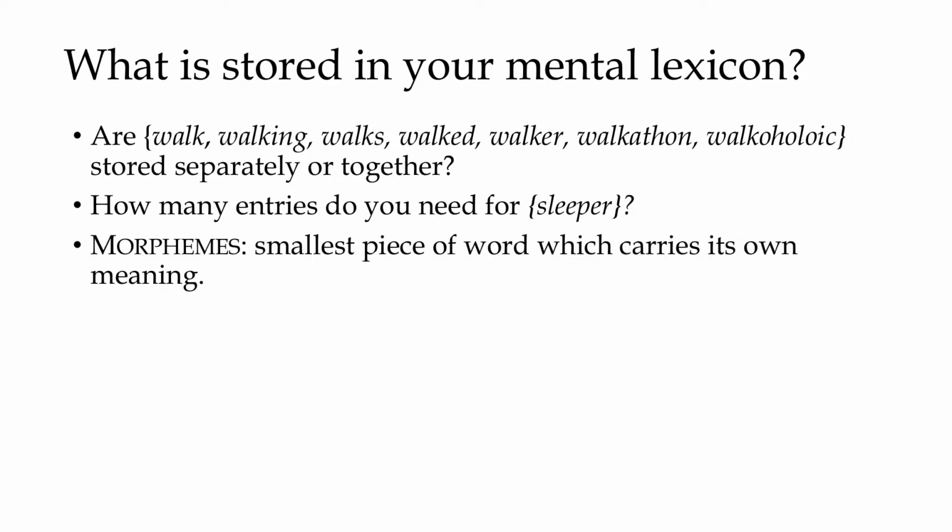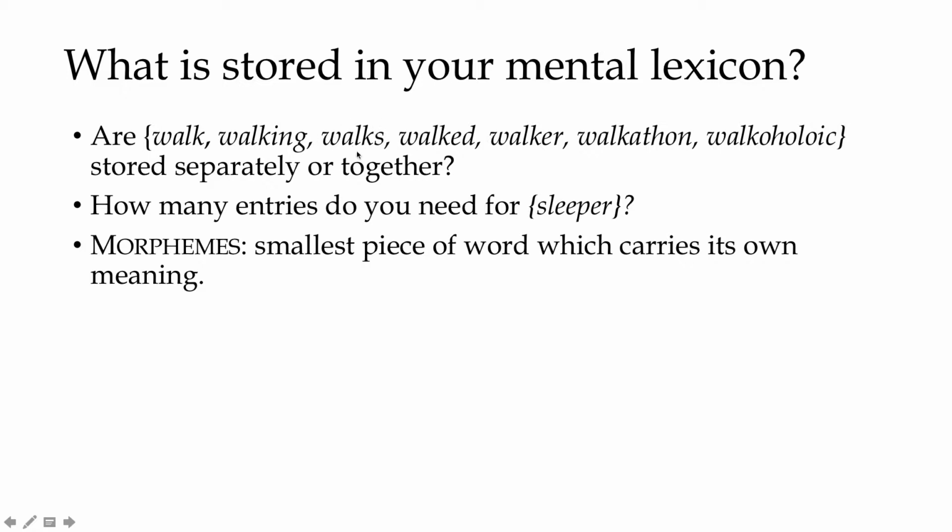We saw that actually our mental lexicon stores morphemes, a list of morphemes, the smallest pieces of words which carry their own meaning. So walk, I can't break up anymore, so I have walk. To get the word walking, I don't actually need to store the word walking. I could just have the morpheme walk and the morpheme ing, and I can put that ing together with lots of other things, hunting, driving.